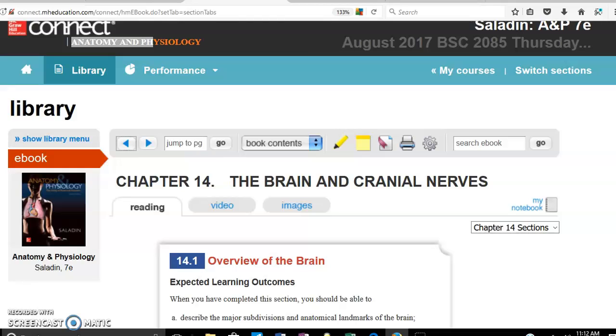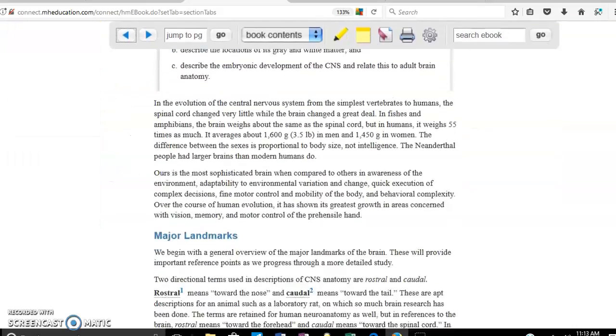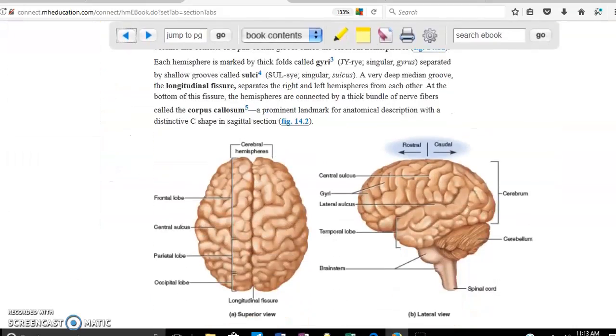Okay, the next chapter is 14. We're going to talk about the brain and the cranial nerves. We have in there the overview of the brain. So let's take a look at the brain. And we see that the brain is not flat like a table, right? It has elevations and grooves.